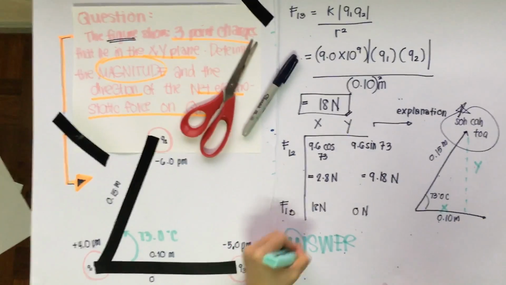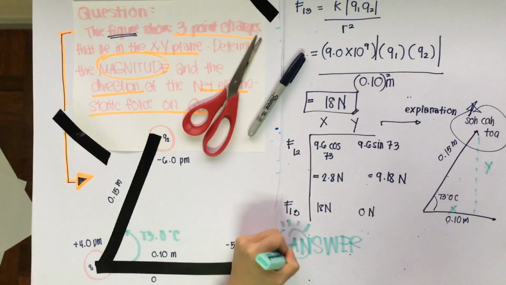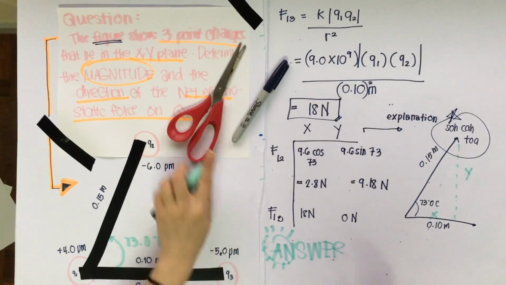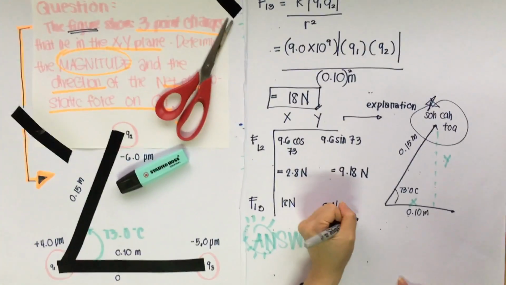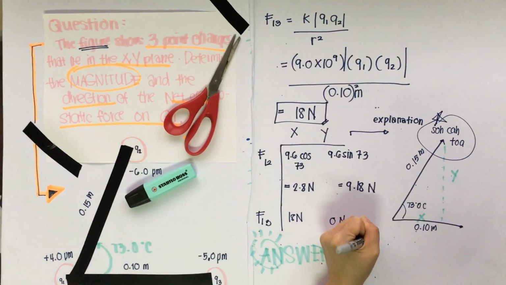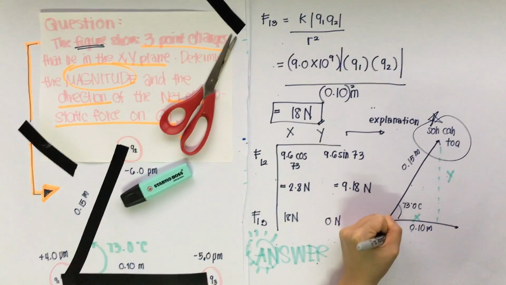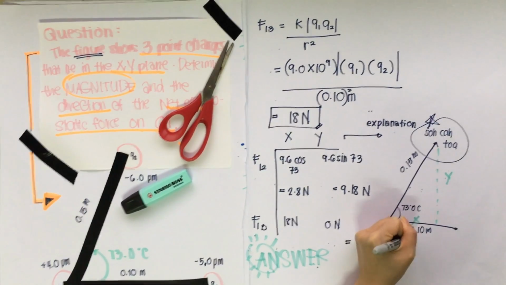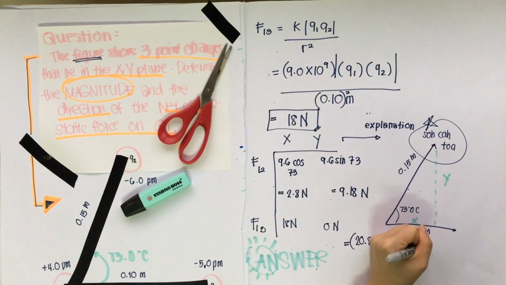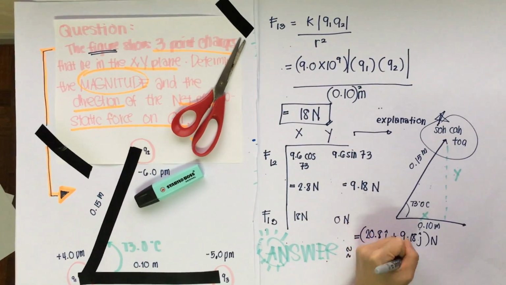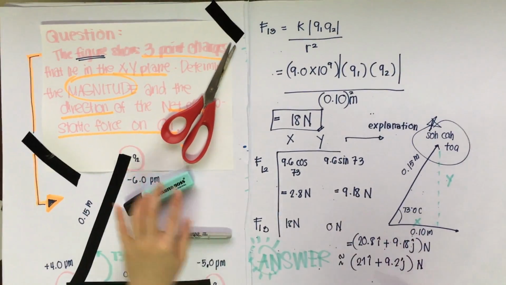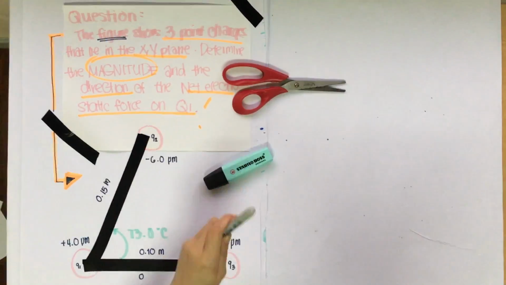For the next step, we have A, which is for the answer. So we are going to add the variables we had for the X and the Y, which is going to lead to 20.8 i hat plus 9.18 j hat. Because of the significant figures, which is 2 for this problem, we're going to lead to 21 i hat plus 9.2 j hat.